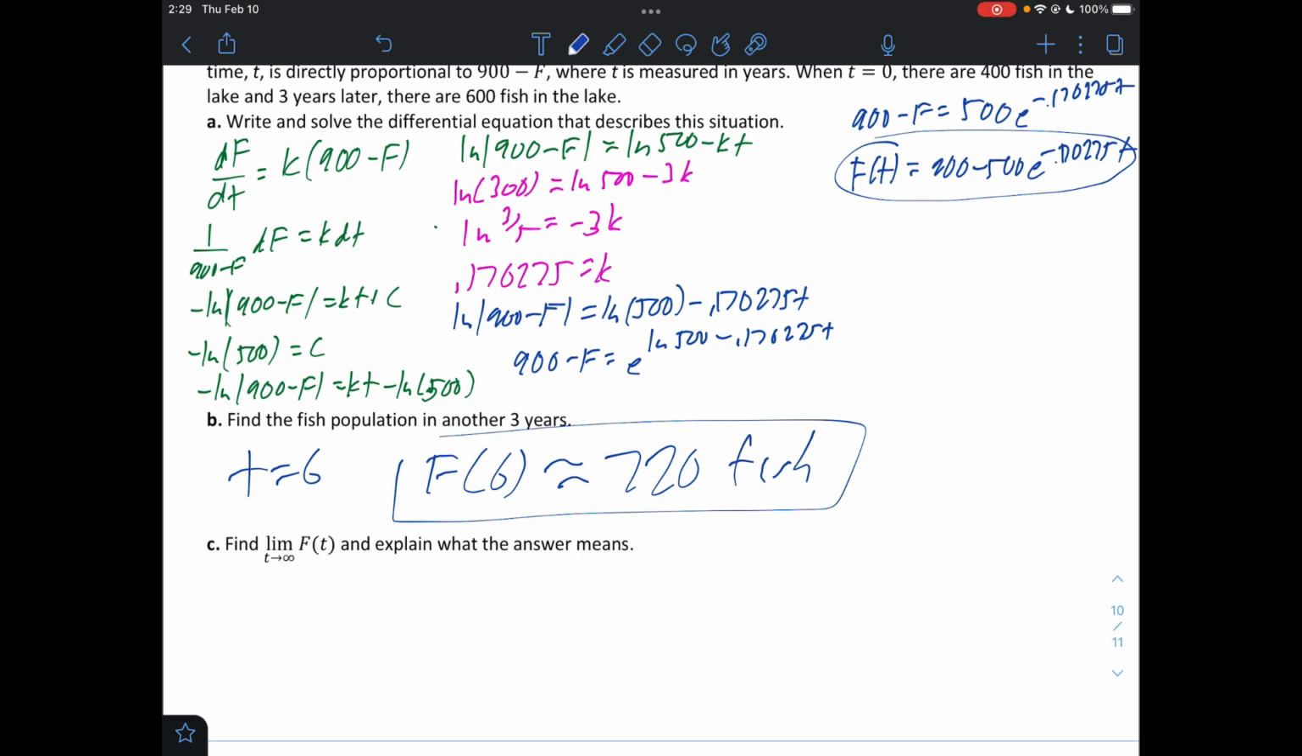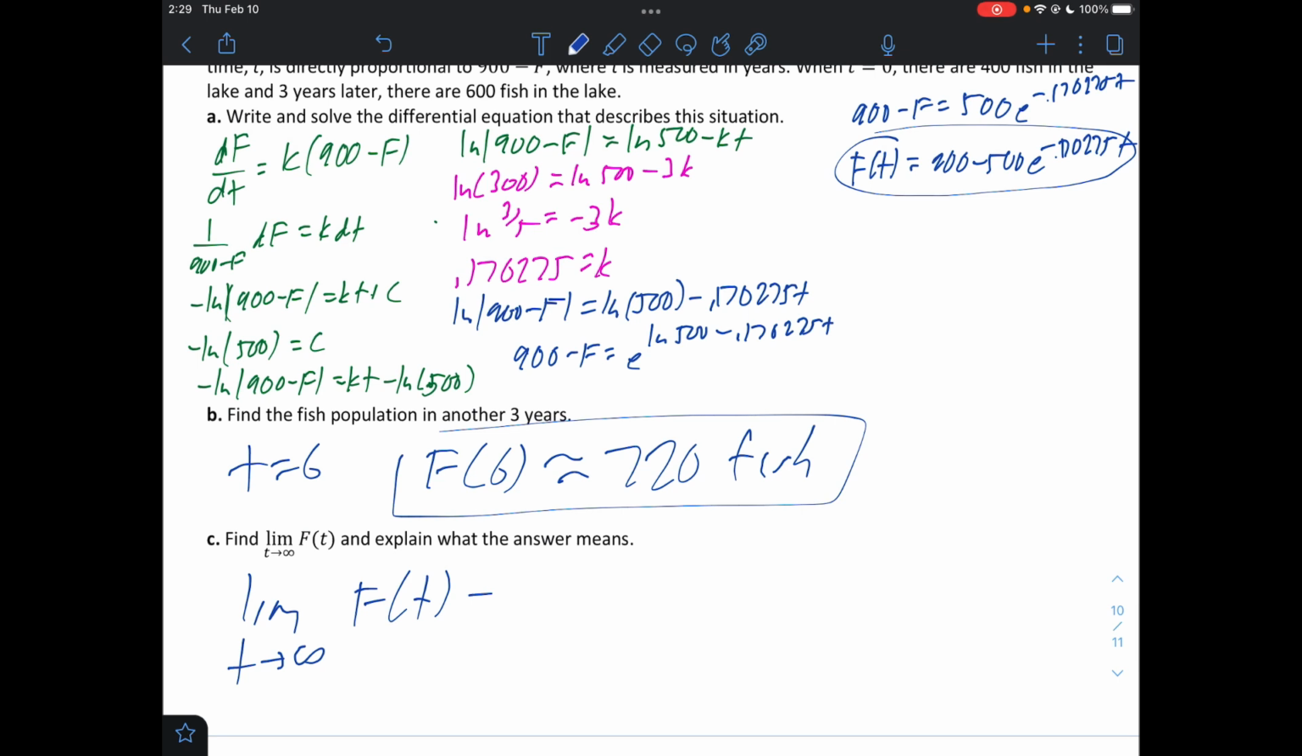Find the limit as t approaches infinity of f of t, and explain what the answer means. So if we take the limit as this approaches infinity, really that second part's just going to go to 0. So this is going to be 900. And what does that mean? That's the maximum amount of fish that could be in the lake at any time.